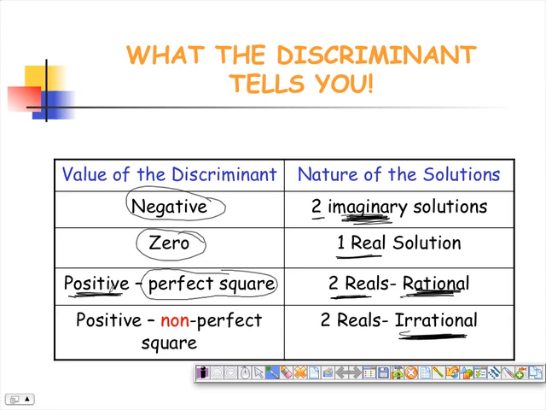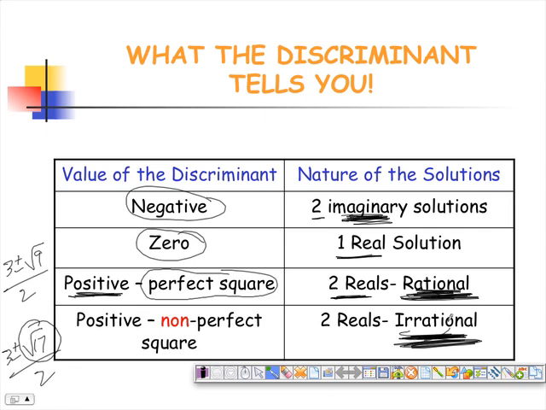Now what's an example of this one? Positive perfect square. If you got 3 plus or minus the square root of 16, yeah, 16, 9, whatever, all divided by 2. This would be 3 plus or minus 3 over 2. What type of answer? Rational. This one, positive non-perfect: 3 plus or minus the square root of 17 over 2. This right here gives me irrational answers.